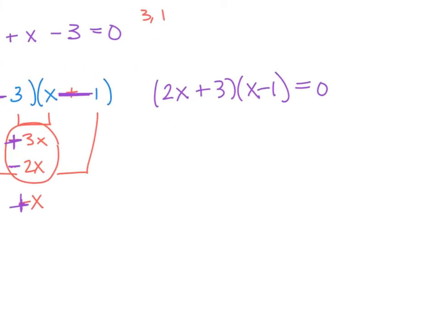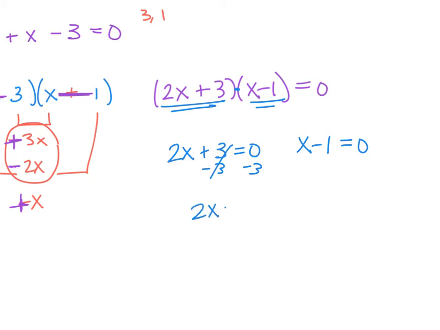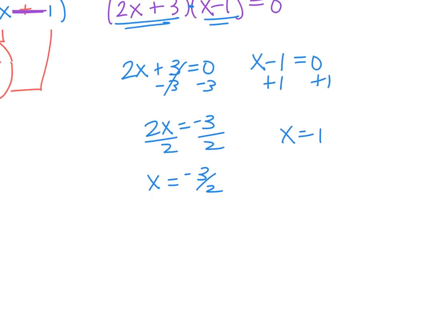Now that everything is factored, there's that multiplication in between. We set each factor equal to 0. 2x plus 3 equals 0, and x minus 1 equals 0. So we subtract 3 from both sides. 2x equals negative 3, divide by 2, so one of our answers is negative 3 halves. This one, we just add 1 to both sides, so we get x equals 1. And then we just want to put our answer together: x equals negative 3 halves and a positive 1.